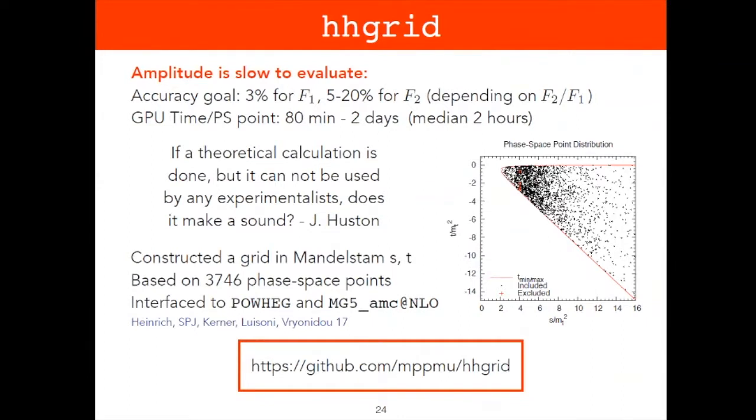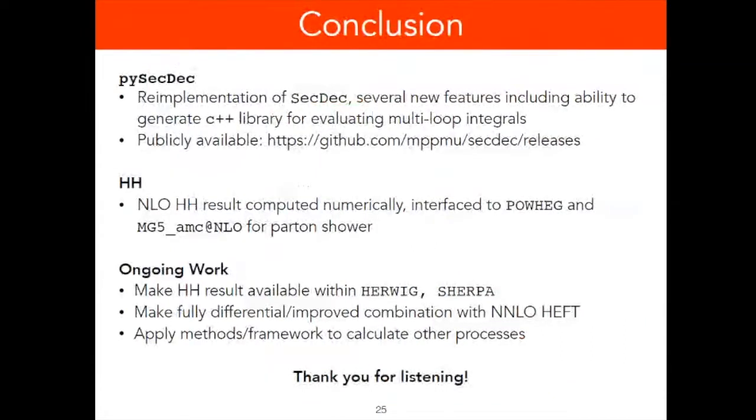And then we interfaced this grid to Pythia and MadGraph5_aMC@NLO, and this is presented in our paper from earlier this year. You can also take a look at the underlying grid on GitHub. It uses some interpolation from the SciPy library to interpolate between our phase space points, and then the Monte Carlos can ask for whatever phase space point and interpolate to it from the existing phase space. So in conclusion, we re-implemented SecDec.